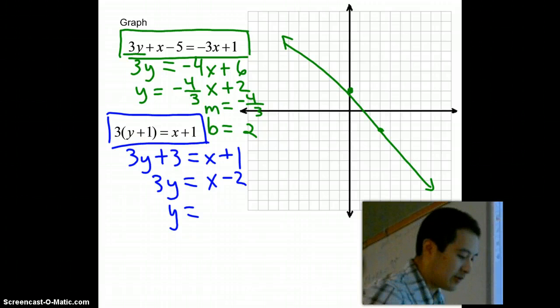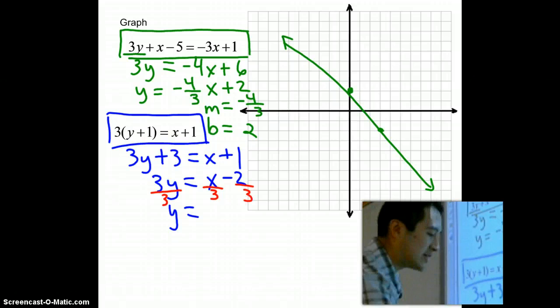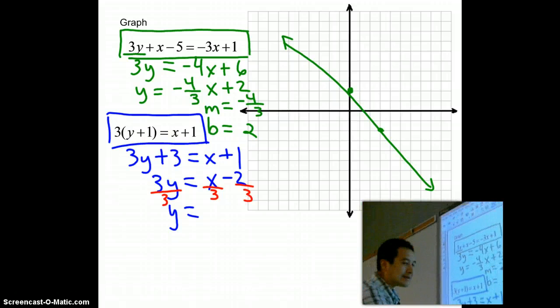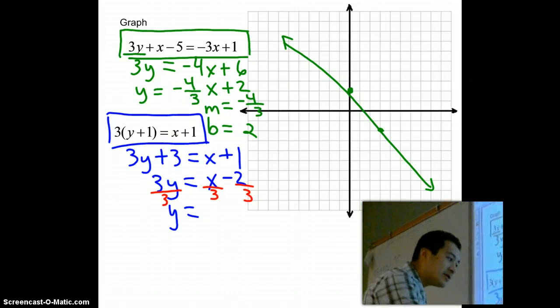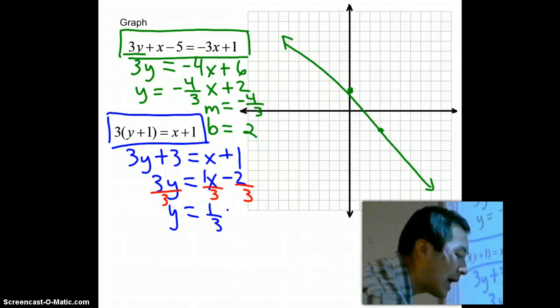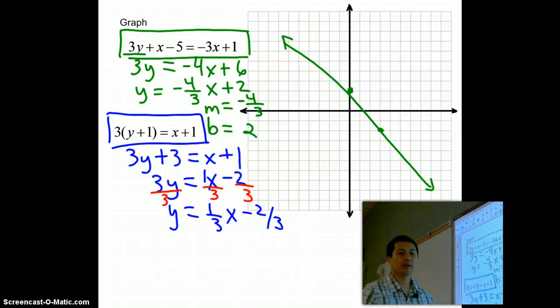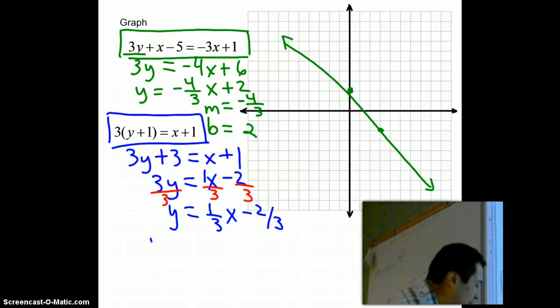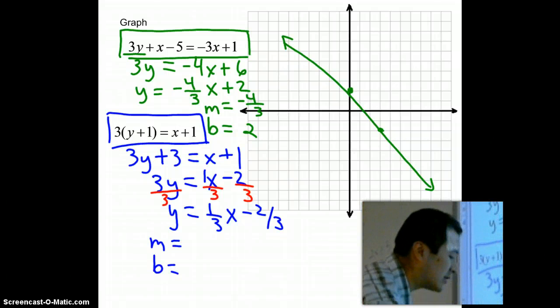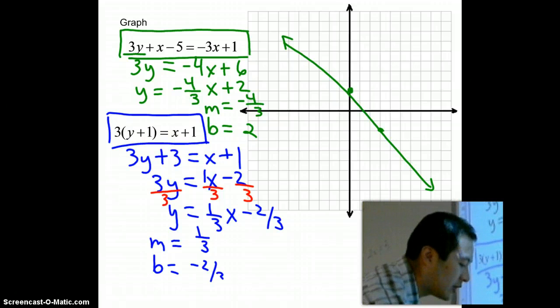How do I divide this by 3? Let's take a look real fast. Divide by 3, divide by 3, divide by 3. You'll see this problem on the test too. This is not 3x. This is what's on top. This is a 1 on top. That's 1 over 3x. So basically 1/3 x minus 2/3. I need to find two things. I need to find my m. I need to find my b once in y-intercept form. My m is 1/3. My b is negative 2/3.